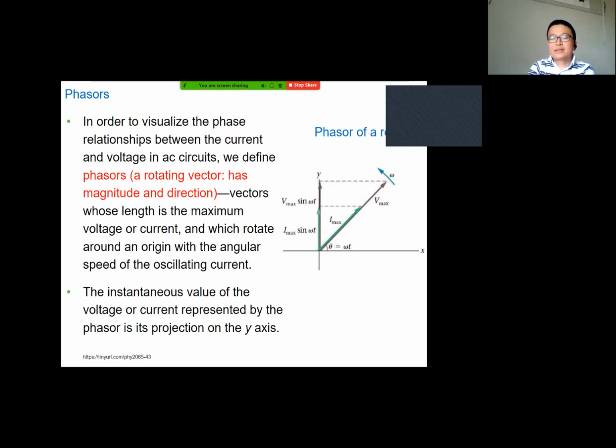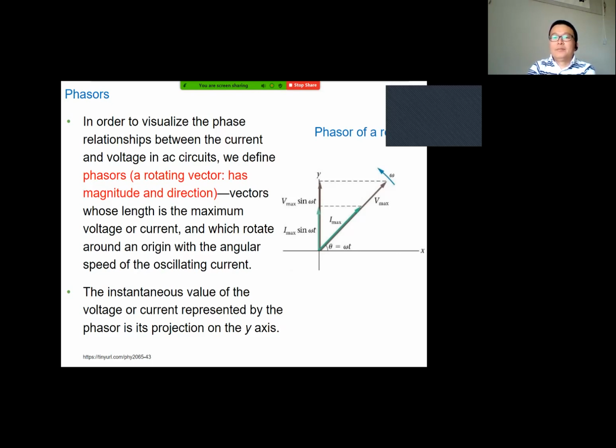Basically, you have a vector that represents the maximum of that quantity, for example V max, the maximum of the voltage. This maximum vector will rotate counterclockwise with the angular speed omega, which is the angular frequency of the AC circuit. The voltage at any given moment is the y projection of this maximum vector, which we call the phasor. So that's a sine function.